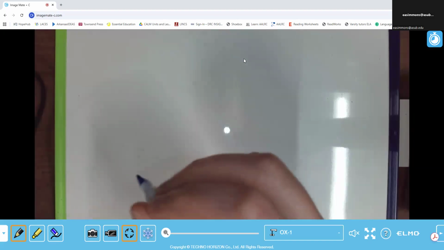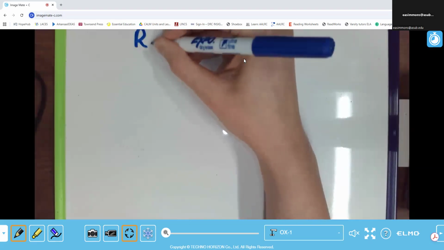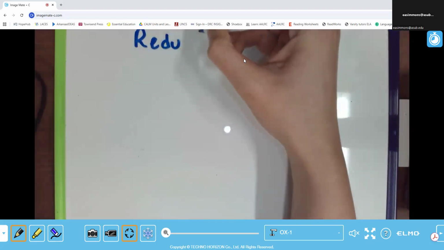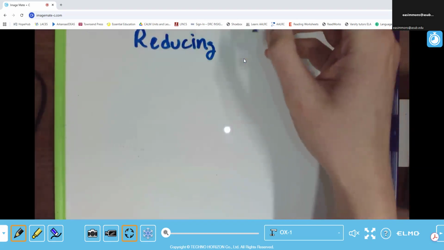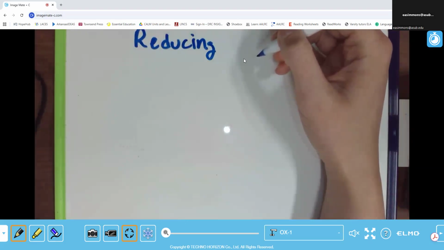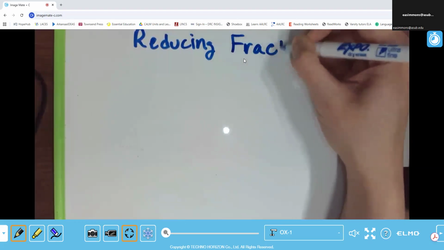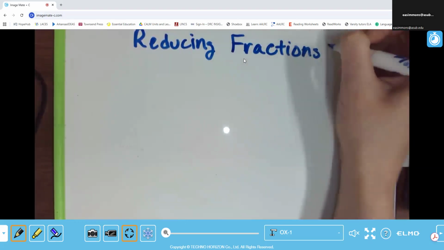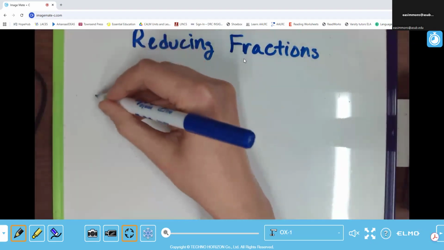All right, today we're going over reducing fractions. To reduce a fraction, we need to reduce or simplify. There are a few ways we can do it. And first off, when I say reduce or simplify a fraction, I'm talking about needing to make the fraction into simplest terms. To do this, we need to divide both the numerator and the denominator by the same number.